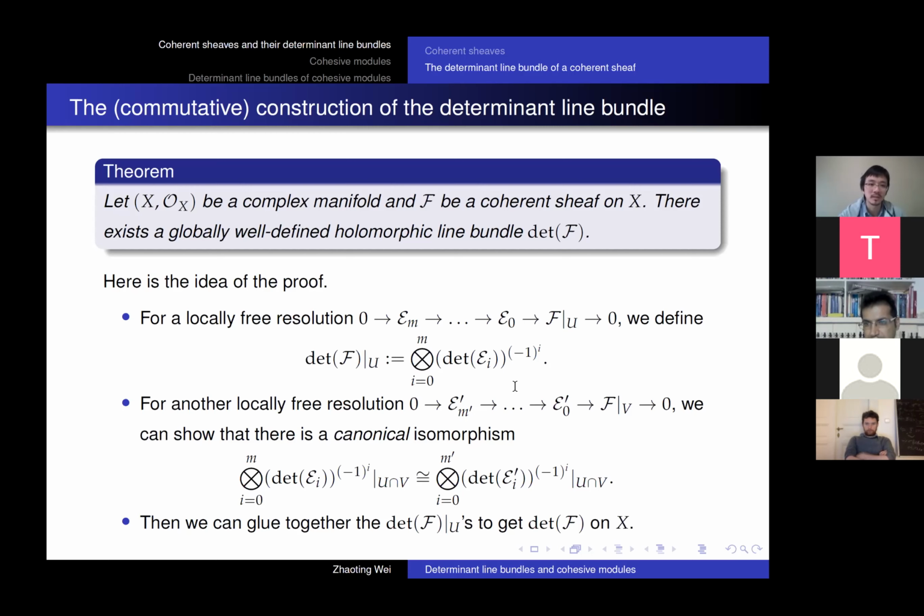What do you mean by numerical invariant? I mean, the determinant of F is a vector, or? Yeah, it's a vector bundle. It's a bundle. So I think from this we can define further numerical invariants of the coherent sheaf, for example, the Chern class. I see, Chern class, etc. But yes, the determinant line bundle itself is a line bundle.